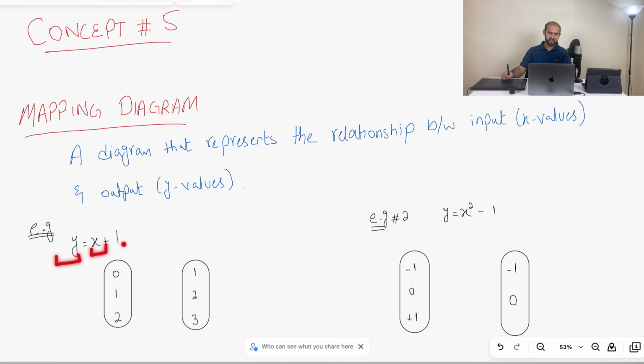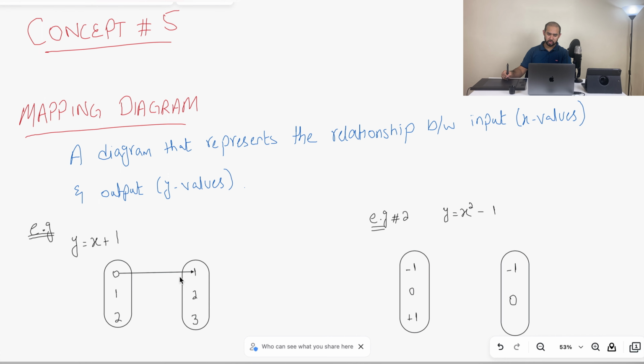Alright, so if I substitute x equals 0 over here, what would I get? I will get y equals 1. Similarly, if I substitute x equals 1, I'm going to get y equals 2. And if I substitute x equals 2, I'm going to get y equals 3. So a mapping diagram just looks like this, and now I will match the corresponding values of x and y to each other, just like this.